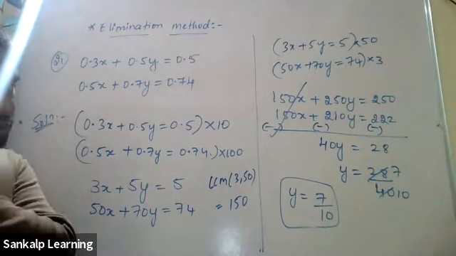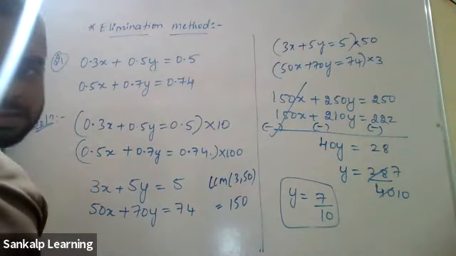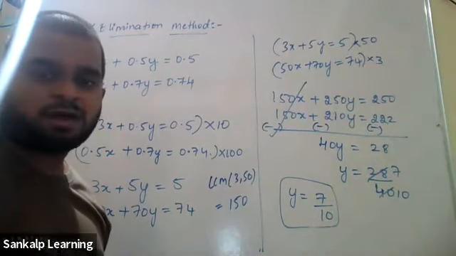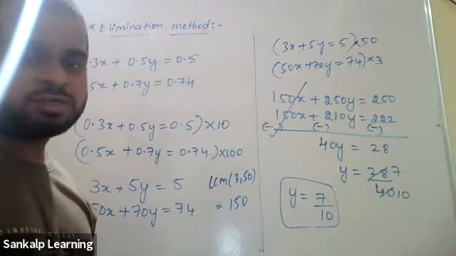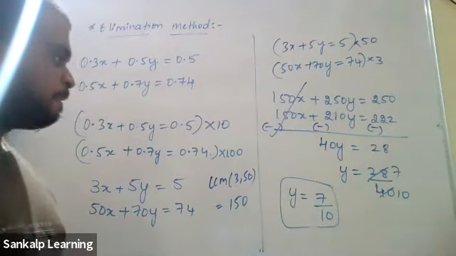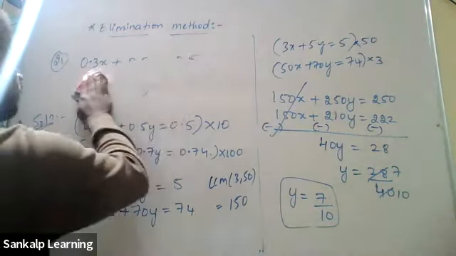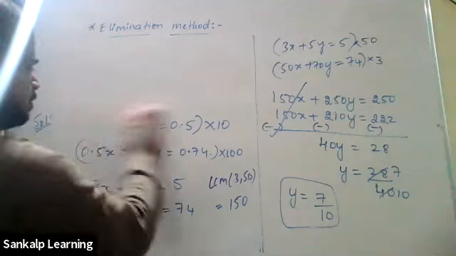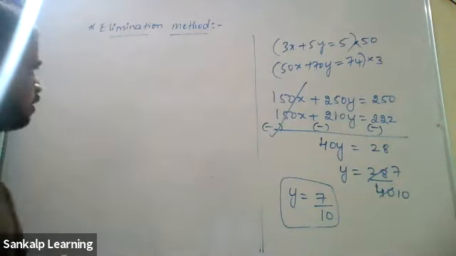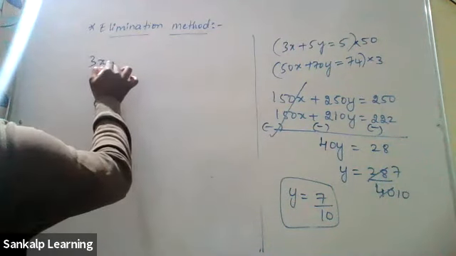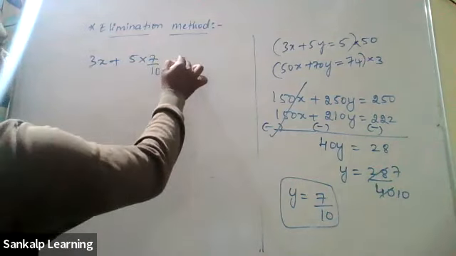Is it correct, 2 by 3? I don't think so. It should be 1 by 2, I guess. Yeah, 1 by 2 or 0.5 comes. Tell me, Trisha, how you have done it? Sir, 3x plus 5 into 7 by 10. Okay, I'll be back in one minute. 3x plus 5 into 7 by 10 equals 50.